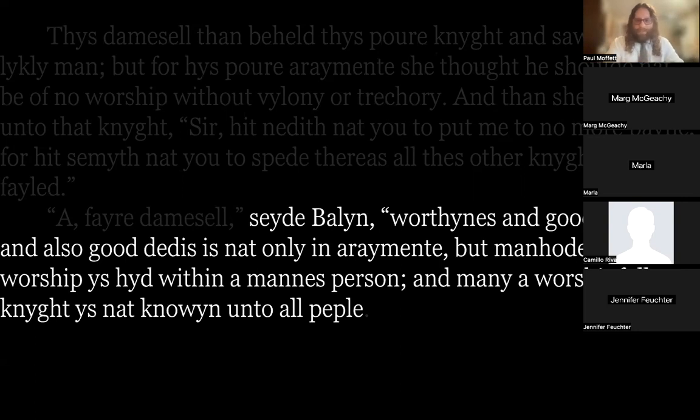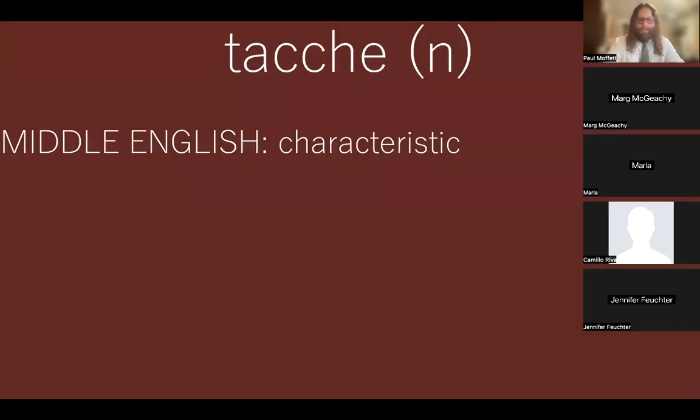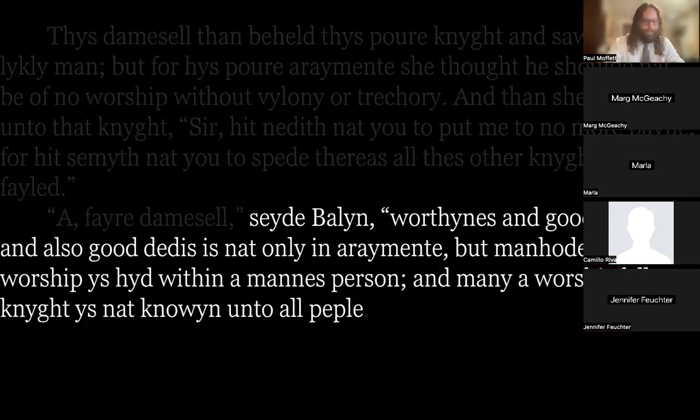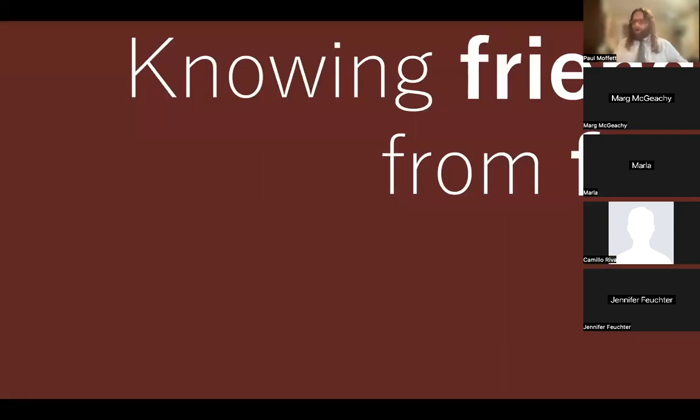And Balin says, "Worthiness and good takis." Takis is Middle English for characteristics, so good traits. "Worthiness and good traits and also good deeds is not only in arraignment, but manhood and worship is hid within a man's person, and many a worshipful knight is not known unto all people." This comes to the point that I'm driving at all the way until now, the point of Balin's story, and also the point, I think, of Merlin's frequent disguises: this is all about knowing friend from foe. How do you recognize who your friends are? How do you recognize who someone is?